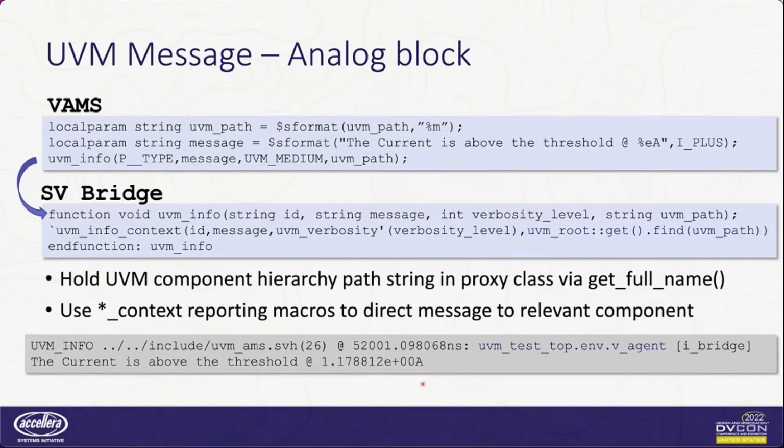So this is the workaround that is being proposed in order to take advantage of the UVM messaging within the analog resource, which can be a Verilog AMS file.